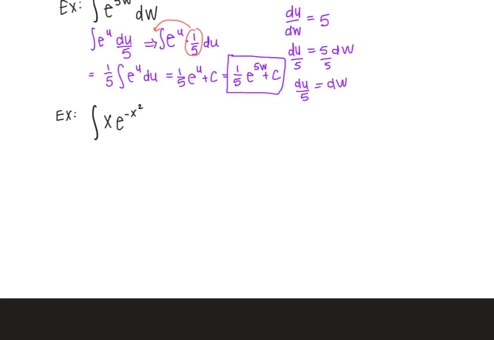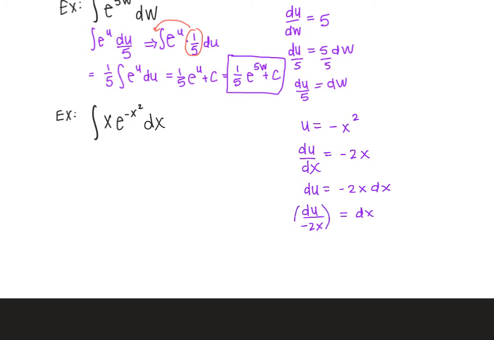I've got x e to the negative x squared. So I'm going to let u equal negative x squared. So du dx, and I just remembered the dx is missing there. du dx is negative 2x. And I'm going to solve for dx. So du equals negative 2x dx. So dx equals du over negative 2x.